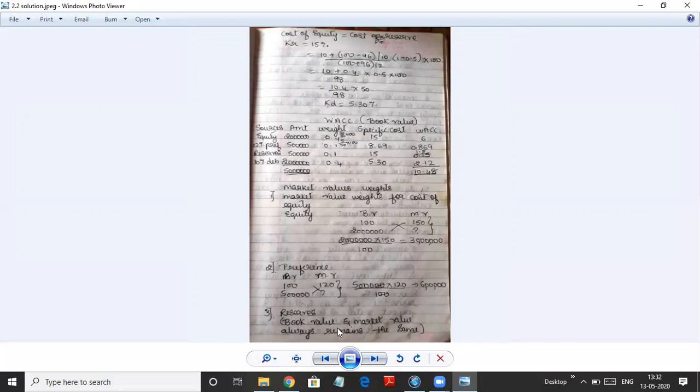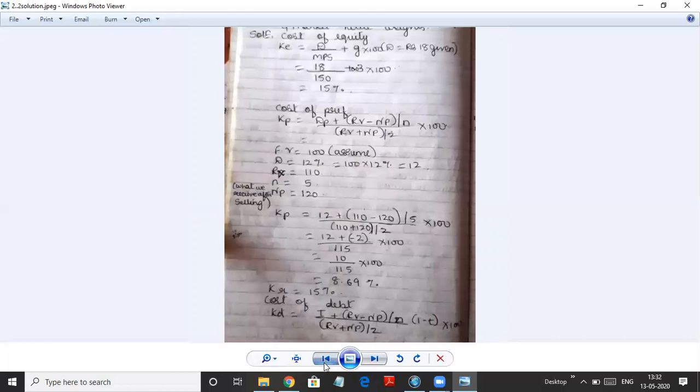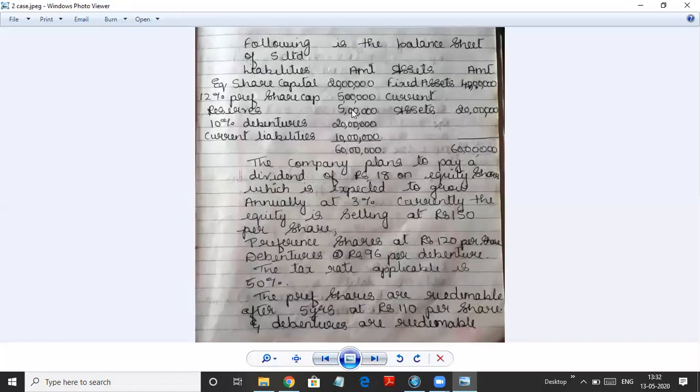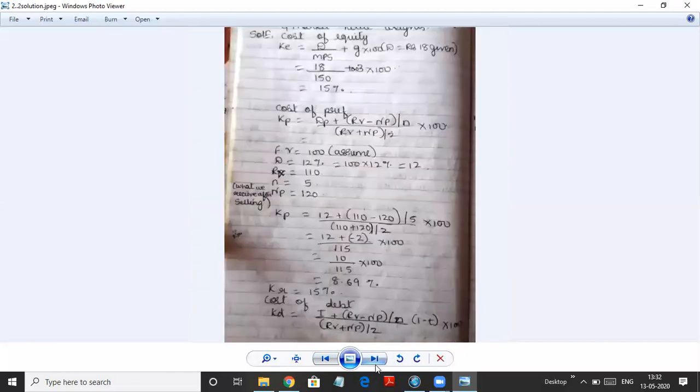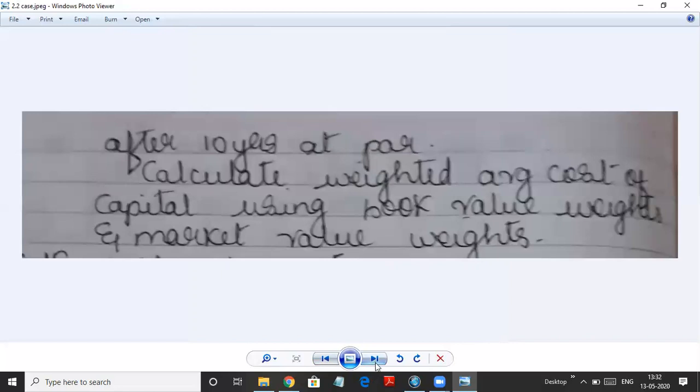Now for market value weights, if you look at the question, there are no market values given. They've just given us the balance sheet in which we always have the book values. So we have to find the market values. So how do we find the market values? We know the market value per share and per debenture.